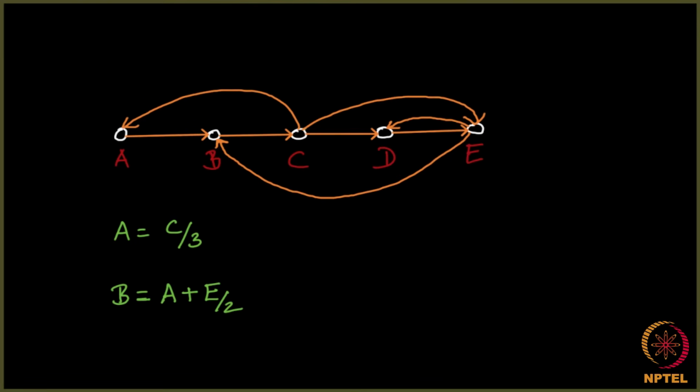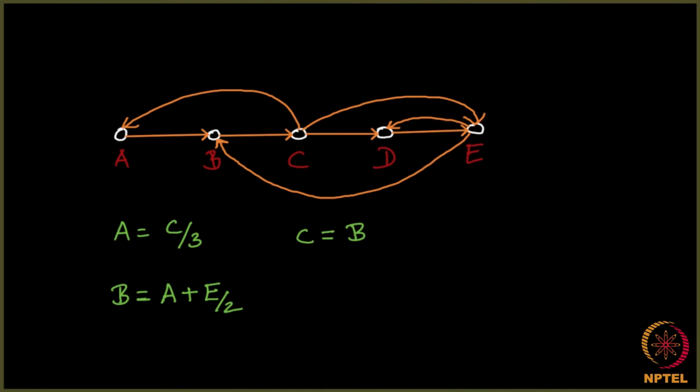B is A plus E by 2. You can check why. Maybe you should pause and then check for each and every value. I have written it down. I'll just go through it. It's for you to check whether it's right or not. B gets all the value from A. It also gets half the value from E because there are 2 edges going from E, as you can observe.